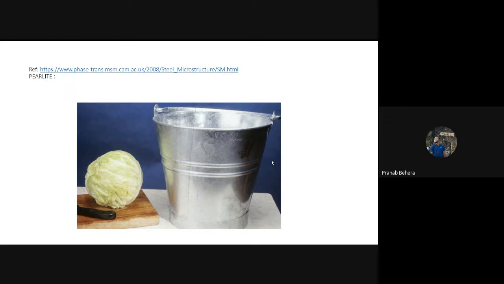Pearlitic transformation is a completely diffusion based transformation. Here diffusion of iron atoms will occur, diffusion of carbon atoms will occur. If some alloying elements are there, they will also get diffused. Diffusion means movement of atoms from one position to another position. Okay? You have to remember this one.